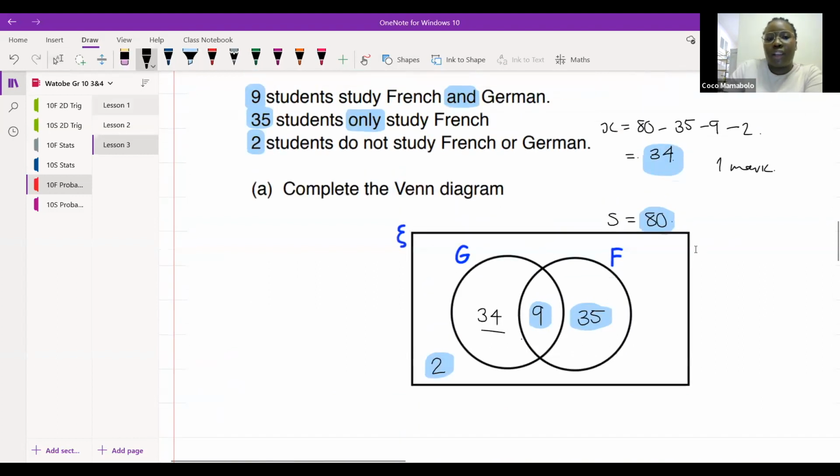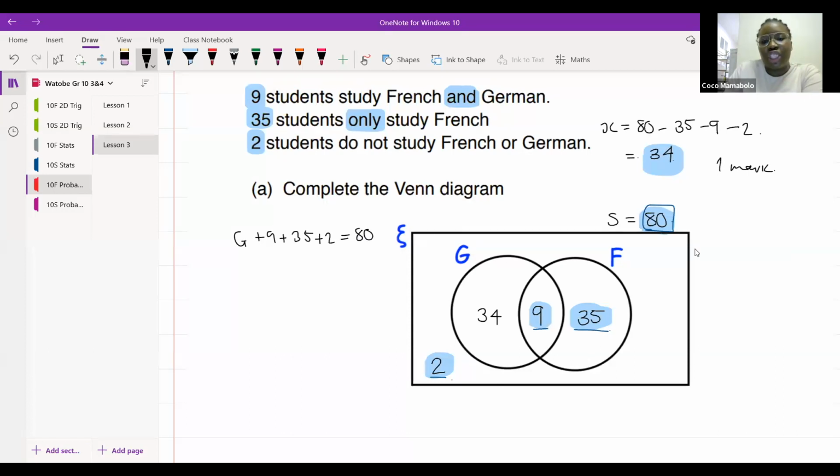We know that the class has 80 students completely. So if we know there are 35 who study French only, 9 study both, and 2 don't study anything at all, that means the rest of the students must be studying German only. So the way for us to figure that out is we're going to say German or X, you can even call it G or X, it won't matter, plus 9, plus 35, plus 2, all of this together must equal the 80 students we have in the class or in the grade.